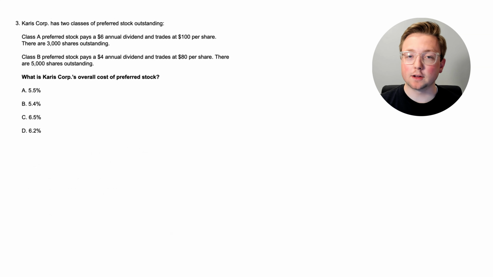All right, here we are at question 3. What is Caris Corp's overall cost of preferred stock? Let's go up to the top. Caris Corp has 2 classes of preferred stock outstanding. Class A preferred stock pays a $6 annual dividend and trades at $100 per share. There are 3,000 shares outstanding. Class B preferred stock pays a $4 annual dividend and trades at $80 per share. There are 5,000 shares outstanding. So what is the overall cost of preferred stock?